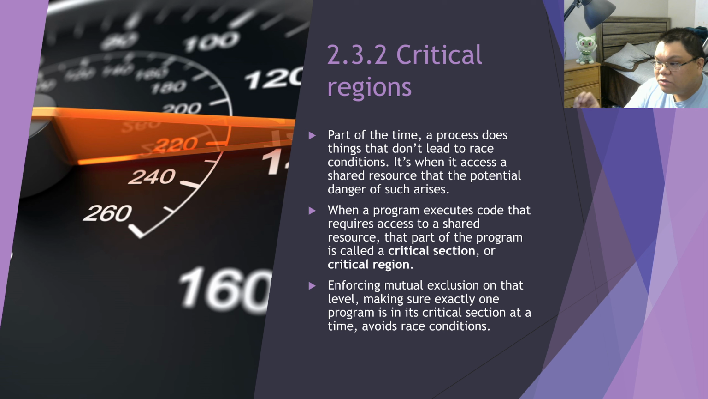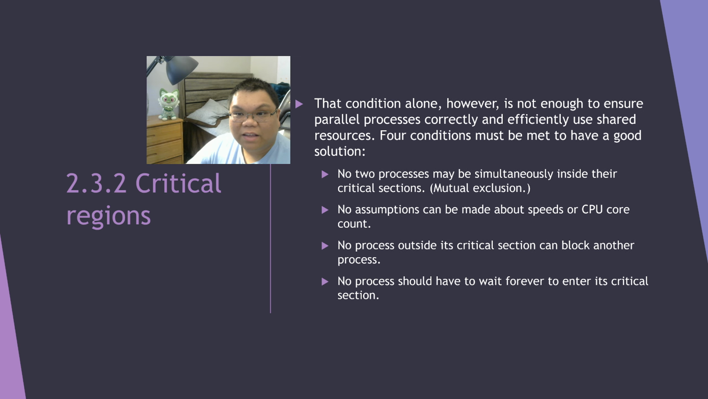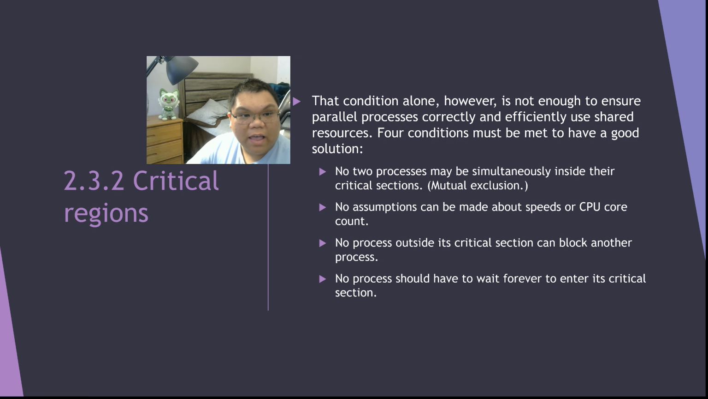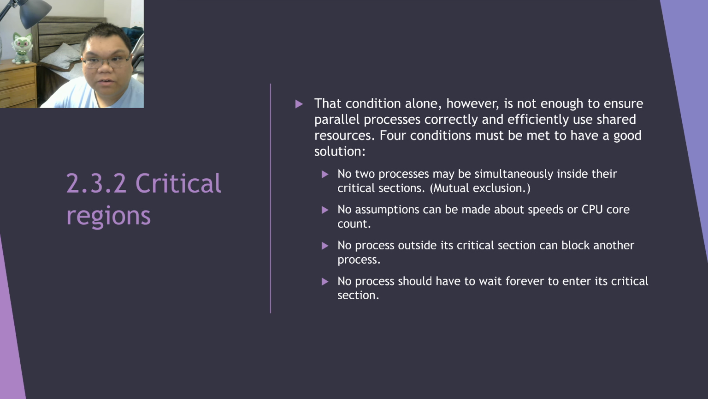So, enforcing mutual exclusion on the level of the critical section ensures that only one process is allowed in a shared resource. If we enforce mutual exclusion at that level, we avoid race conditions. However, mutual exclusion at the level of critical sections alone isn't enough to ensure we have efficient use of resources.